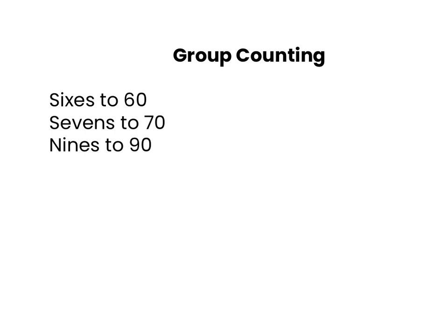All right, let's go back down from 90. 90, 81, 72, 63, 54, 45, 36, 27, 18, 9. Alrighty, there you've done it.